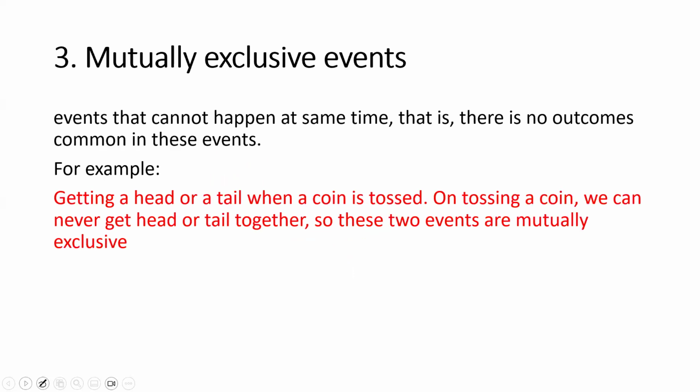Then 3, we have the mutually exclusive events. These are events that cannot happen at the same time. So, for example, when you toss a coin, you can only get a head or a tail. You can't get a head and a tail at the same time. That is impossible. So we call these mutually exclusive events, because you can't get the 2 events to happen at the same time.